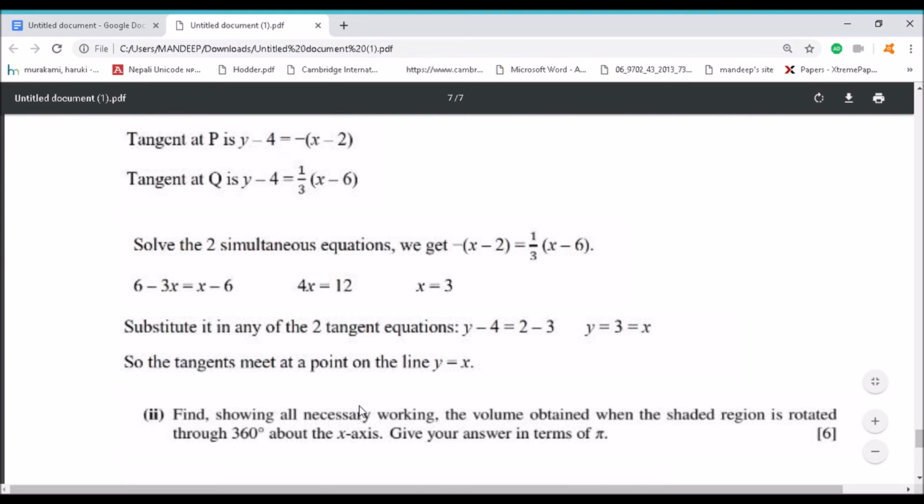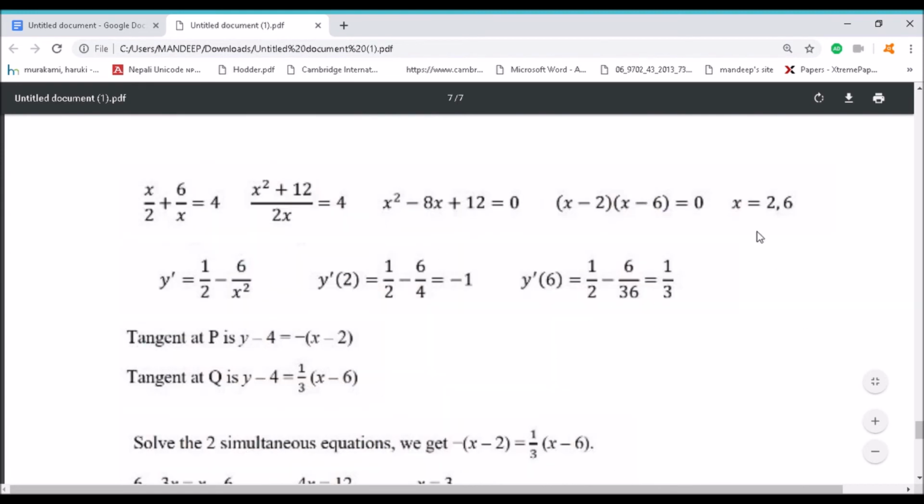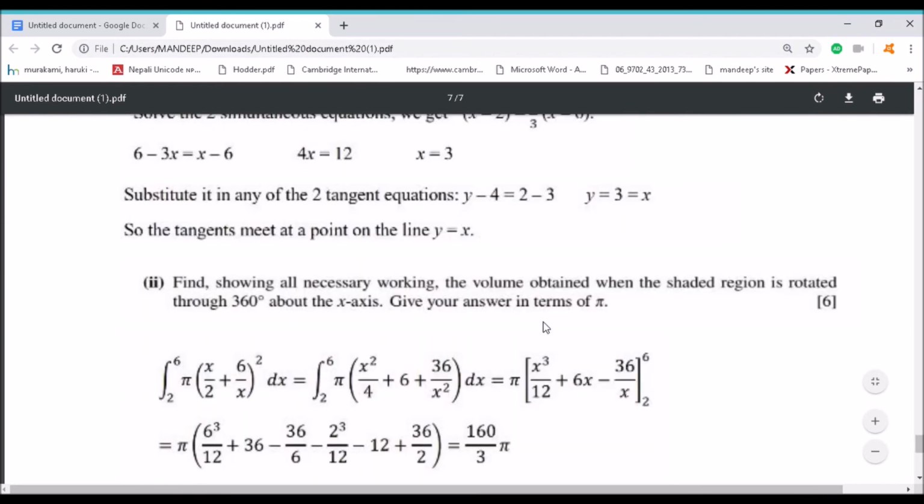Let's move on to the second part. You can pause the video and copy if you want, or look closely at everything. Find, showing all the necessary working, the volume obtained when the shaded region is rotated through 360 degrees about the x-axis. Give your answer in terms of pi.